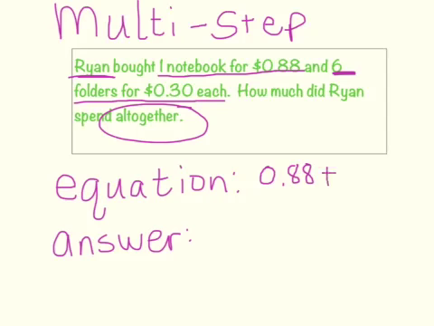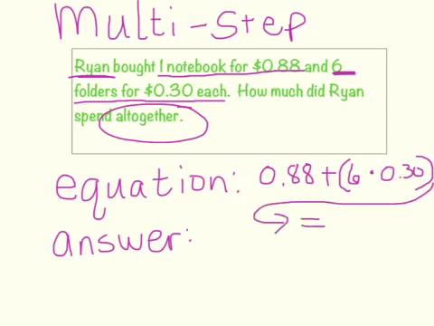But notice the folders, I need to take 6 times the 30 cents each. That's where my parentheses come in. 6 times my 30 cents. I don't have enough room to put my equal sign, so I'll just go down here and do it. I wish I had a little more room, but I would need an equal sign and then a variable or letter to show that all of this is going to be equal to how much money Ryan spent. Now I just need to solve the equation, so I'm going to go ahead and do that.